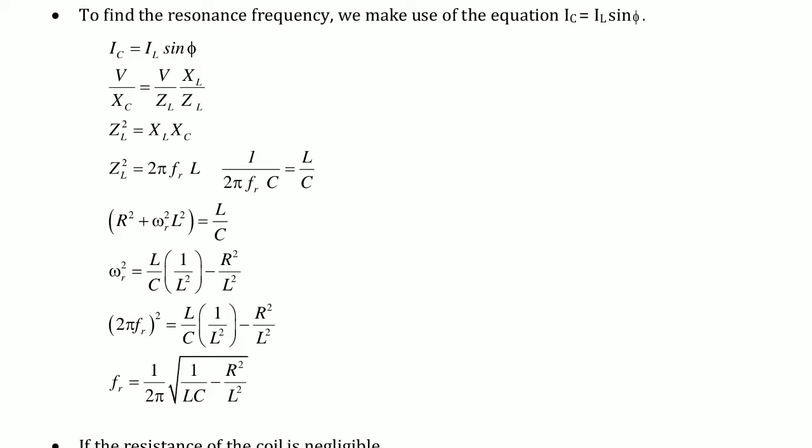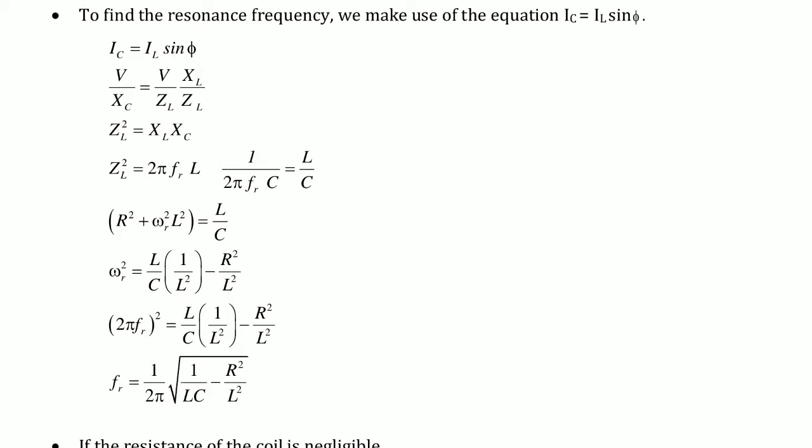XL is 2 pi f L. The resonance frequency is denoted fr, so we write XL as 2 pi fr L, and XC is 1 by 2 pi fr C. Here 2 pi fr is cancelled in numerator and denominator, and we get L by C. ZL is nothing but the impedance of the inductive circuit, so we only take the impedance of the inductive circuit.